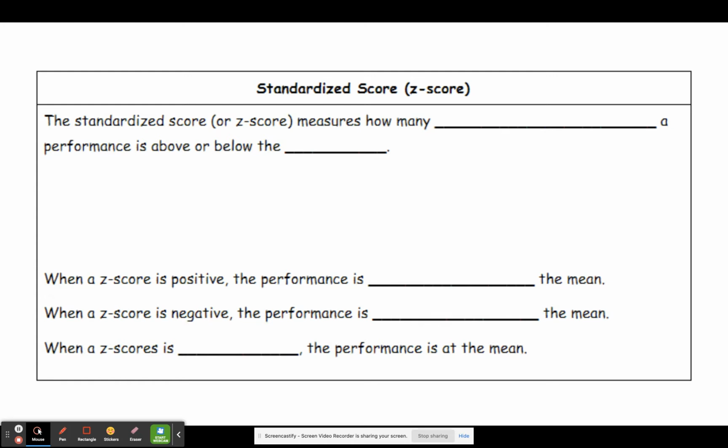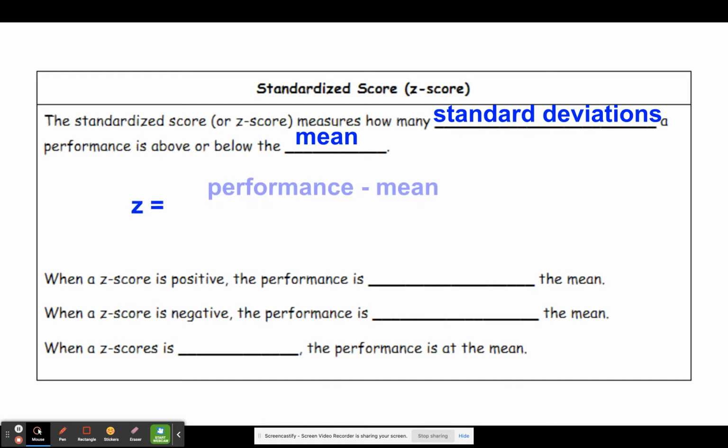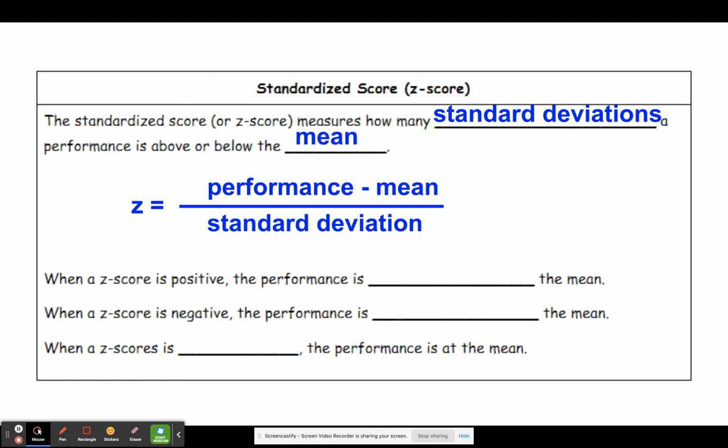And what this does is it measures how many standard deviations a performance is above or below the mean. The formula for a z-score looks like this. Z equals the performance for the player minus the mean for all the players in that category divided by the standard deviation. If a player has a positive z-score, that means that their performance is above the mean. If they have a negative z-score, that means their performance is below the mean. And when a z-score is 0, that means their performance is at the mean exactly.